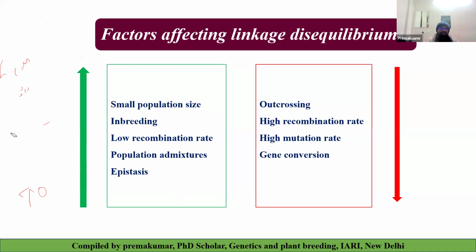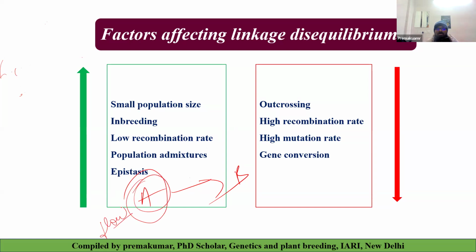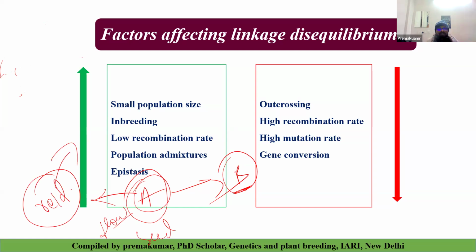And epistasis. What is epistasis? One gene affects the other gene. For example, you are selecting flower color governed by gene A, but seed size is governed by capital B. You are selecting red color flower. When there is a red color flower, this red color flower is epistatic to B, meaning red color grain size.